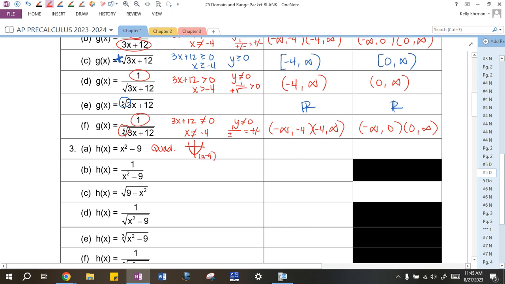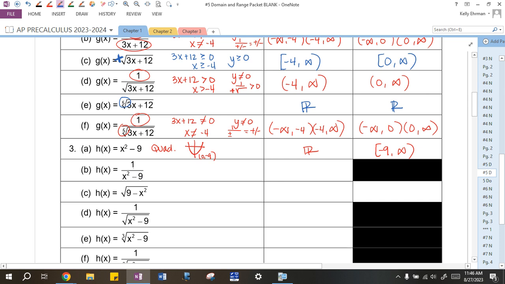Okay, so why is that important? It's not important for domain. Domain, all real numbers. It is important for the range, though. The range is not all real numbers because parabolas have a low point or a minimum or sometimes a high point if they're opening down. So this graph, the lowest y value on the graph is negative 9, and then we go up to infinity.